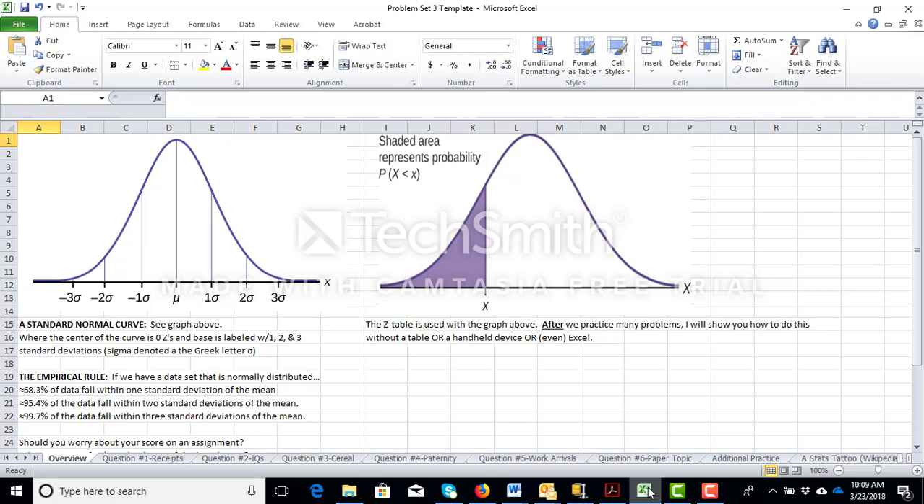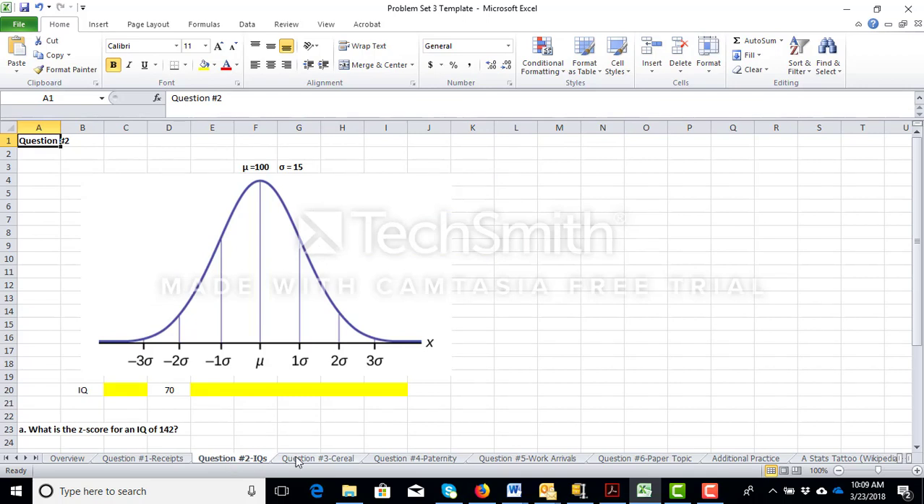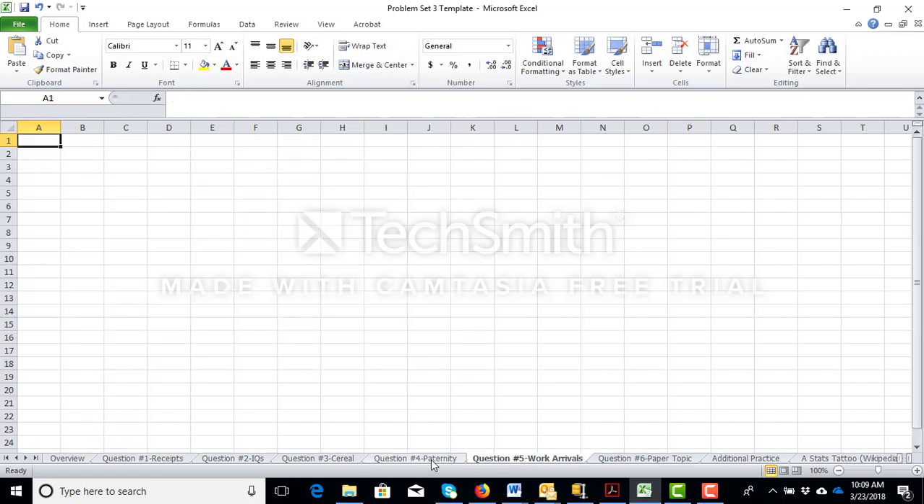In this spreadsheet, the way I've organized it is that the first tab is an overview. The second is the work that we'll do for question 1 on receipts. It should look familiar to you; we already did some of this in a prior week. The next tab is about IQs and question 2, then serial boxes, question 3, then paternity, and then work arrivals. For work arrivals, we're not going to use the standard normal distribution. We'll use something called the uniform distribution.